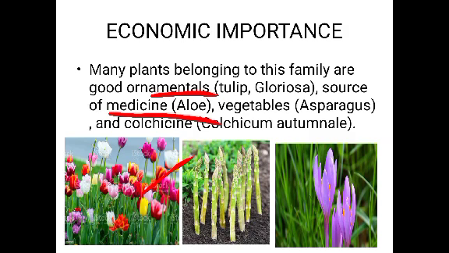Then some are used as medicinal plants. Okay. For example, aloe vera. You know, aloe vera, it is used as a medicinal plant. Then some can be used as vegetables. Asparagus, this is asparagus which can be used as a vegetable, and here the leaves will be arising. Okay. Then colchicine, this is Colchicum autumnale, this plant. From it colchicine can be derived also. Okay, a chemical substance can be derived from this Colchicum autumnale plant. Okay, so these are the economic importance of this family Liliaceae. Okay, I hope you might have understood this.